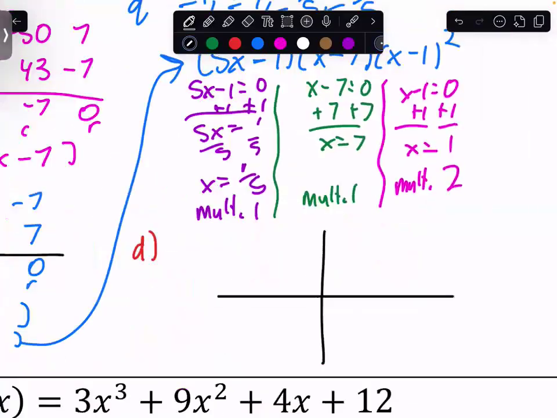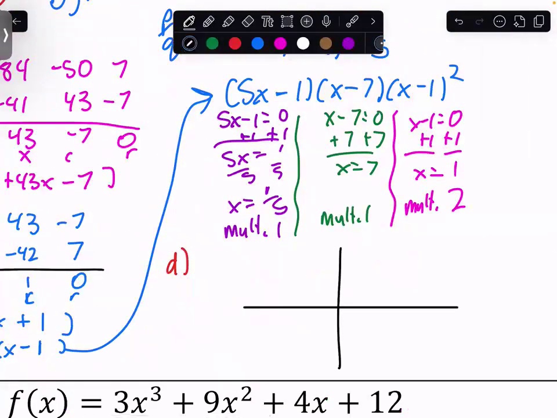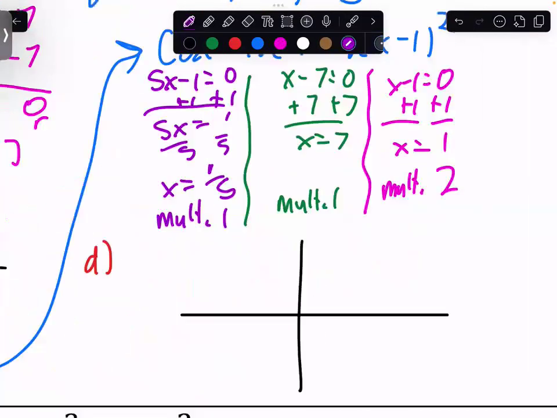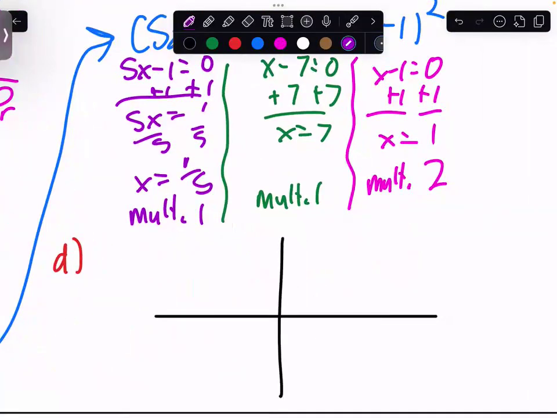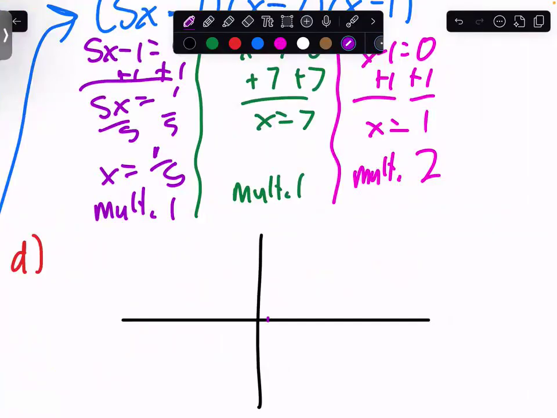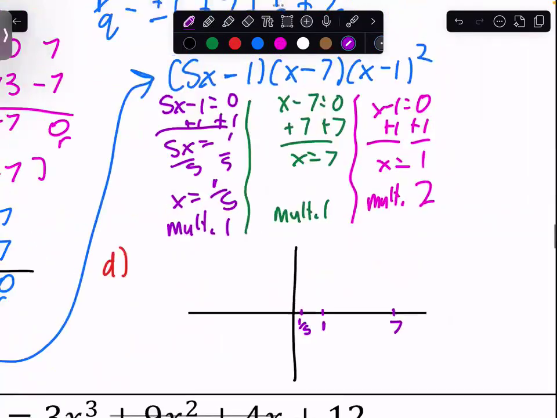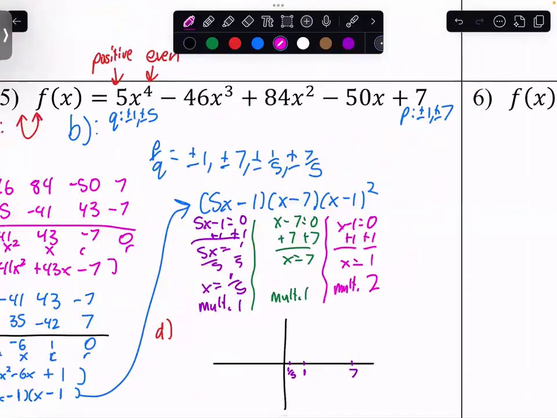For the sketch, we've got roots at 1/5, 7, and 1. Okay, so they're kind of close together, the 1/5 and the 1. I'm just going to mark them. Okay, not drawn to scale. We also need the y-intercept. Y-intercept is, again, just the constant when it's in standard form. Okay, you do need to label the y-intercept on your graph. You can't just put a dot. You have to tell me what number it is.